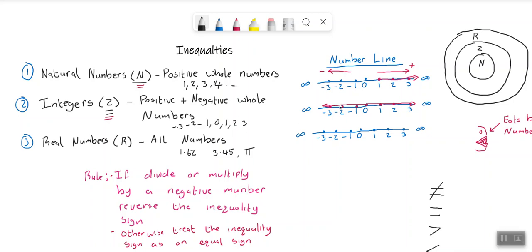And then if you wanted to represent real numbers on the number line, you would basically be coloring in the whole number line. So it's going to contain everything that's on the number line.